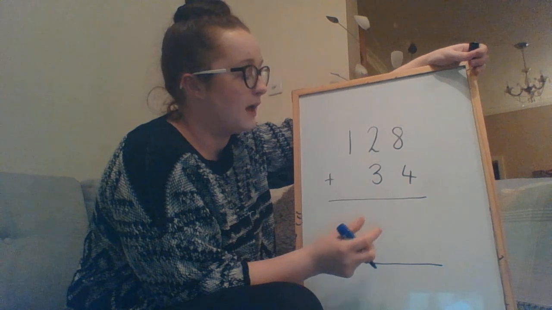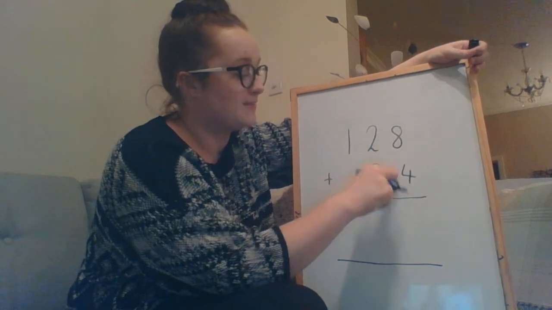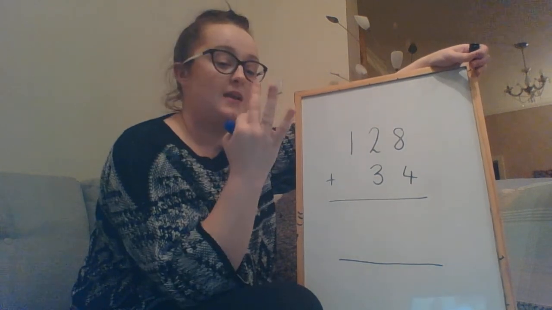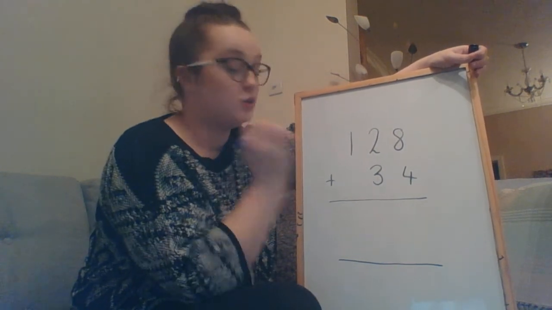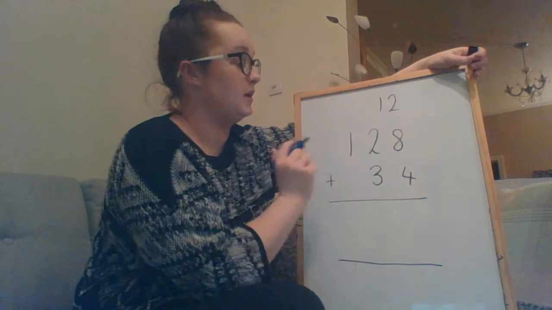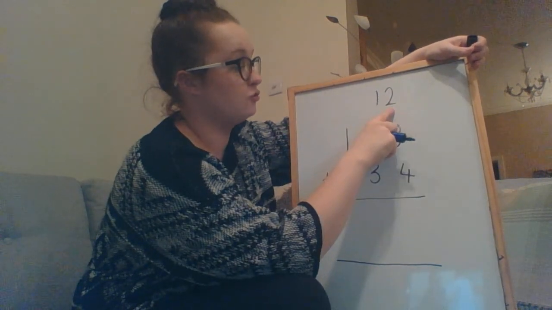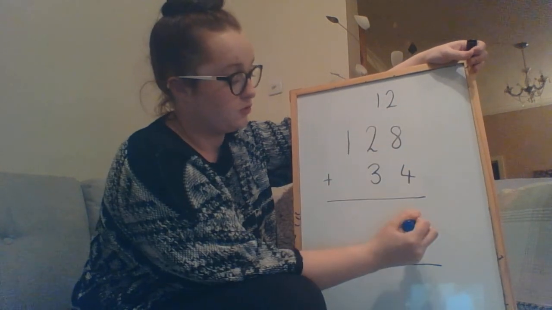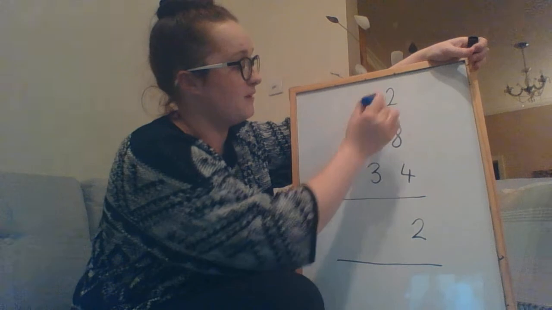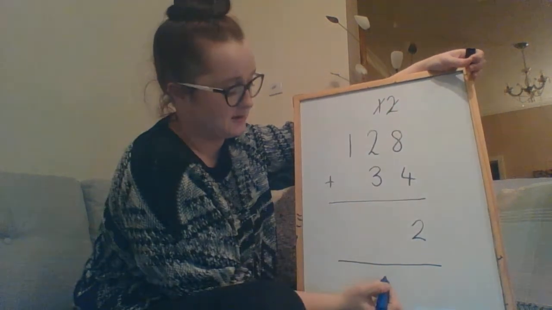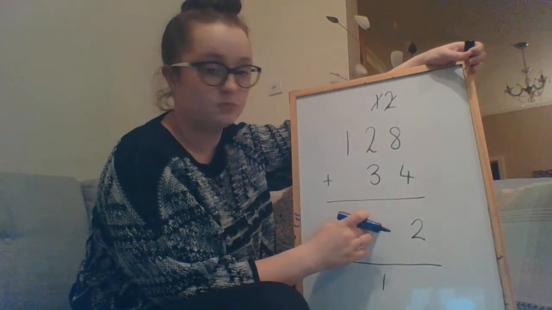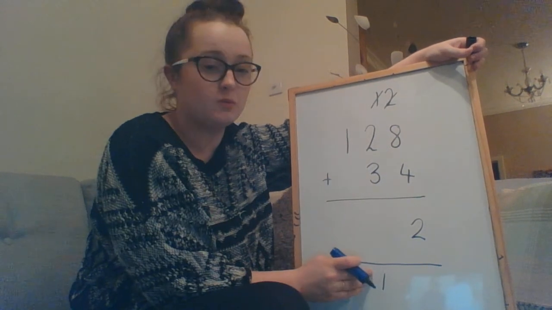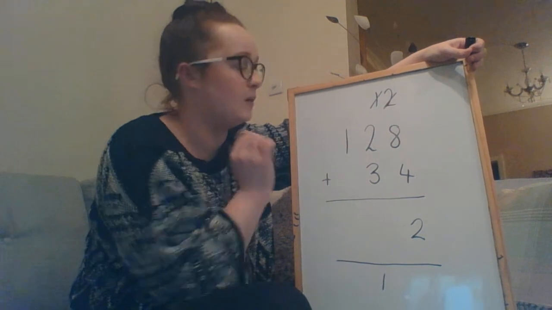Now if we look at the ones column, we've got 8 add 4. Now 8 in our heads, add 4, 8, 9, 10, 11, 12. So we've got the number 12. Now if we look at the number 12, we know that it's got 2 ones and 1 ten. So we put the 2 there, and we carry that 1 all the way down here, because we don't want to just put it in here straight away, because we've got to add these 10s up as well. So we're just going to put it down there and save it for later, and it's in our heads.